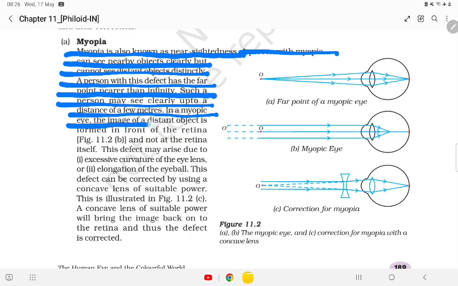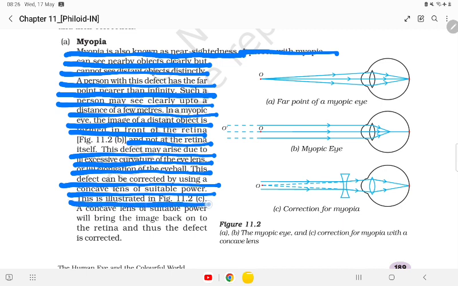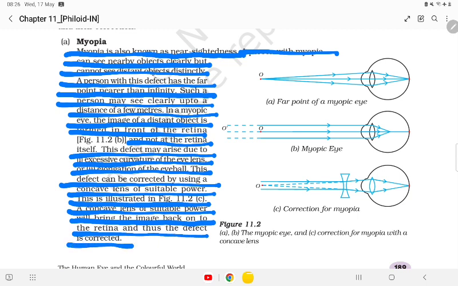In a myopic eye, the image of a distant object is formed in front of the retina and not at the retina itself. This defect may arise due to excessive curvature of the eye lens or elongation of the eyeball. This defect can be corrected by using a concave lens of suitable power. This is illustrated in figure 12.2. A concave lens of suitable power will bring the image back on the retina and thus the defect is corrected.